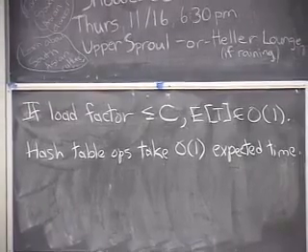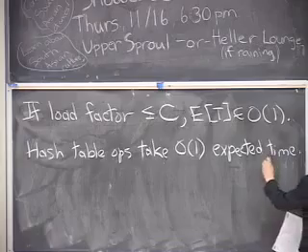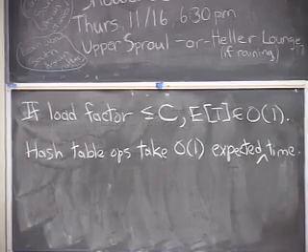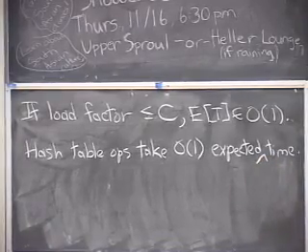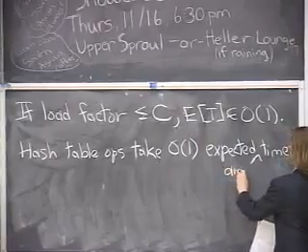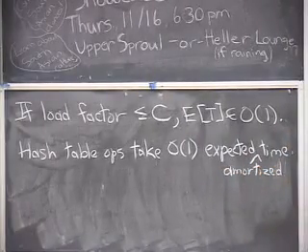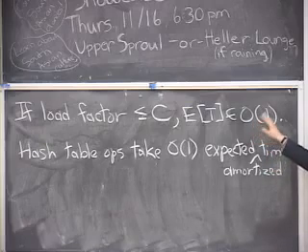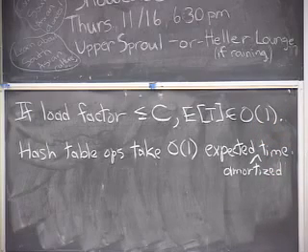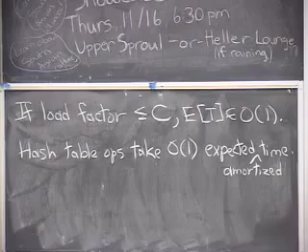And what if the hash table does get resized? Well then, as you'll remember from Wednesday, hash table operations take big O of 1 expected amortized time, as long as you resize them to keep the load factor from going bigger than some constant. Any questions about that?